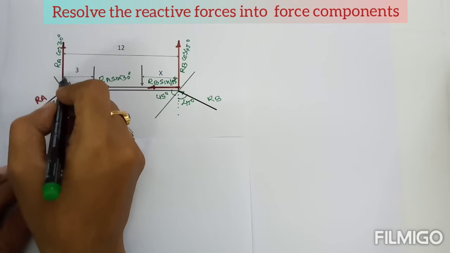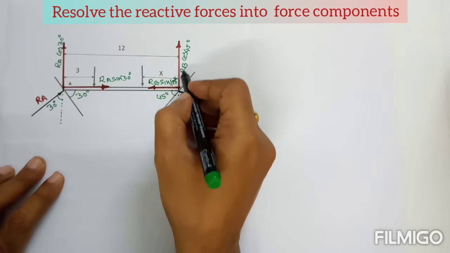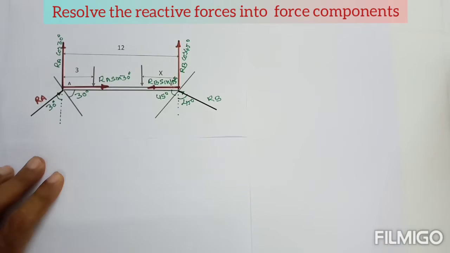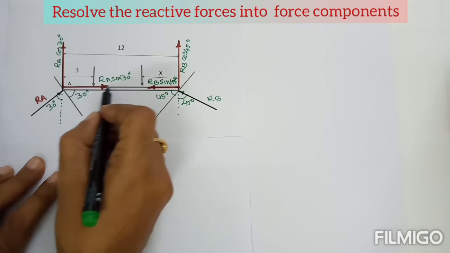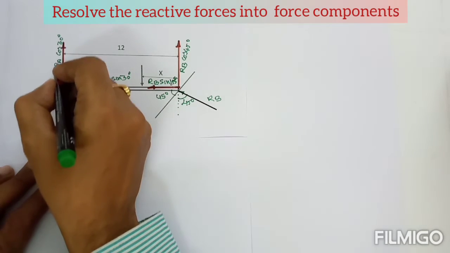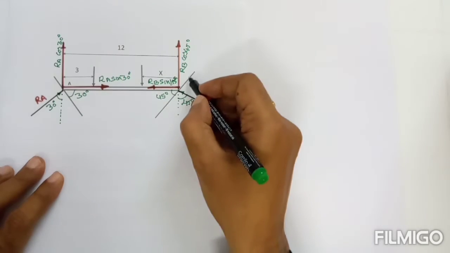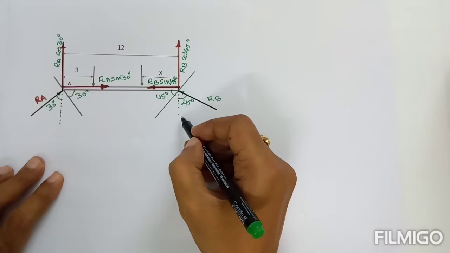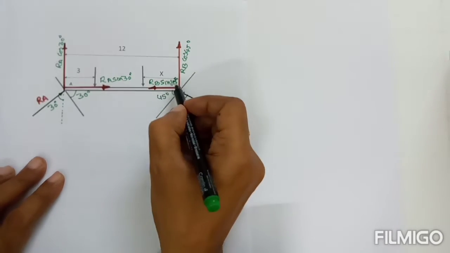Here RA cos 30, RA sin 30, RB sin 45, RB cos 45. That is, this RA is resolved into two components: RA cos 30 vertical and RA sin 30 horizontal. As it is making an angle of 30 degrees to the vertical, RA cos 30 is vertical and RA sin 30 is horizontal. And RB is making an angle of 45 degrees to the vertical, so it becomes RB cos 45 vertical and RB sin 45 horizontal.